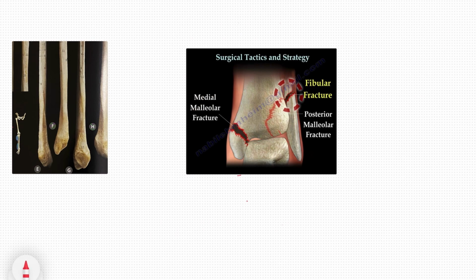Now, applied anatomy related to the fibula. The fibula is a thin and slender bone, and we can use it for the purpose of bone grafting. Another important applied aspect related to the fibula is Pott's fracture.